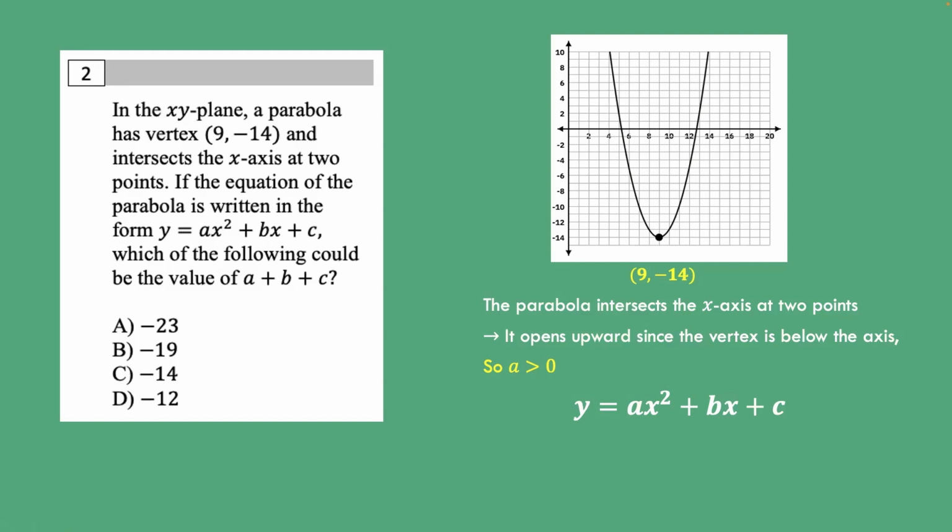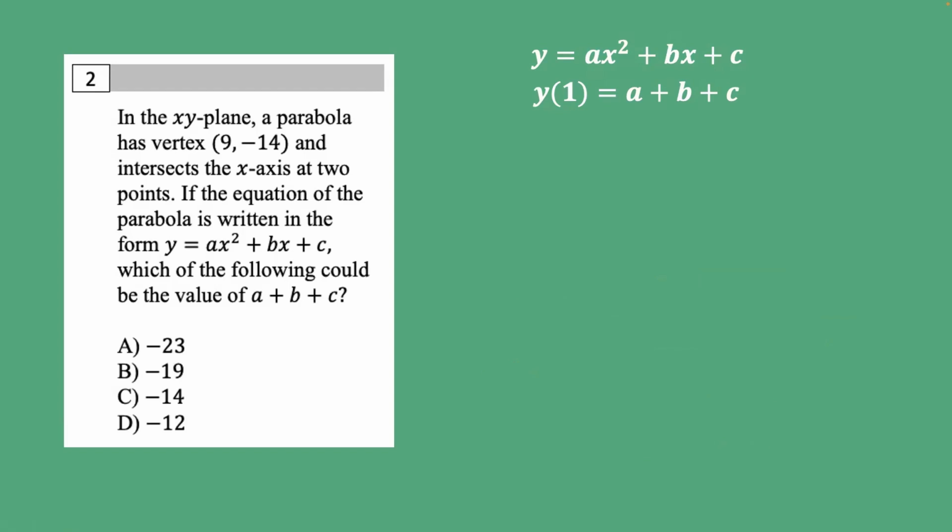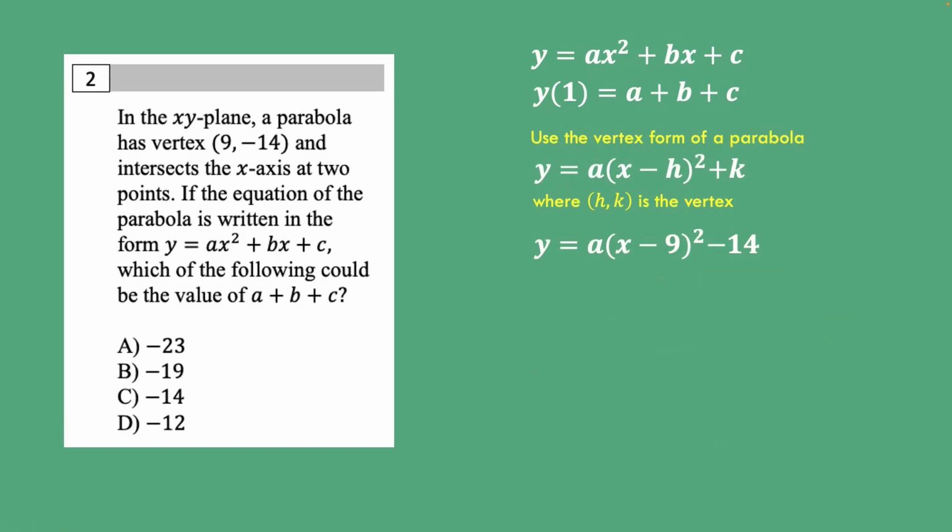Next, notice something important. If we plug in x equals 1 into the equation, the value we get from the equation is a plus b plus c. That's exactly what we are looking for. Let's switch to the vertex form y equals a times (x minus h) squared plus k, where (h, k) is the vertex. Here, h equals 9 and k equals -14, so our equation becomes y equals a times (x minus 9) squared minus 14. Now plug in x equals 1: y equals a times (1 minus 9) squared minus 14. So y equals 64a minus 14.